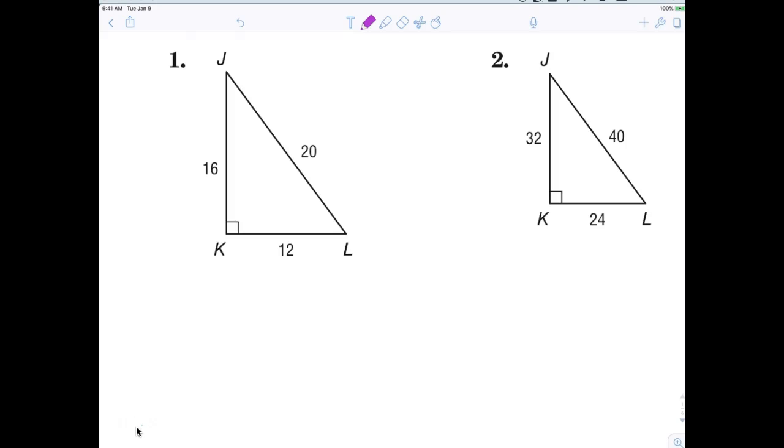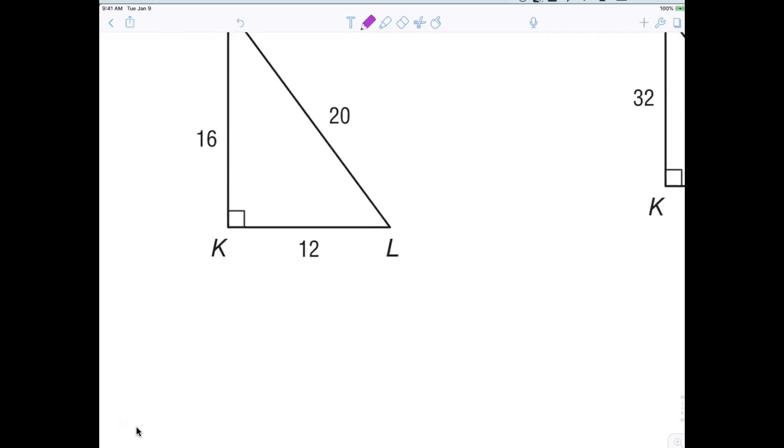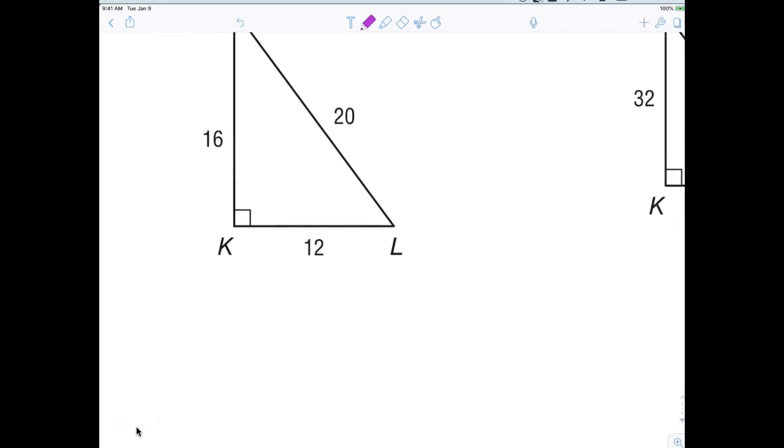Do I really want to do 16 over 12 and 16 over 20 and then reduce the fraction? No, don't do that. What's a common factor here? 4. So I think it's better to just write that as 4, write this as 3, and write this as 5. And again, there you go, the Pythagorean triple. All right, so now the important stuff.